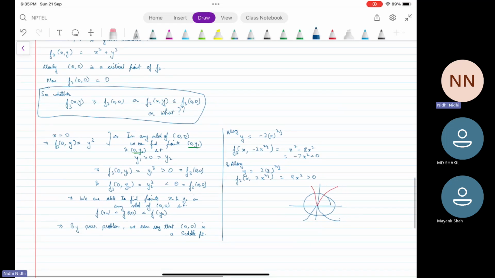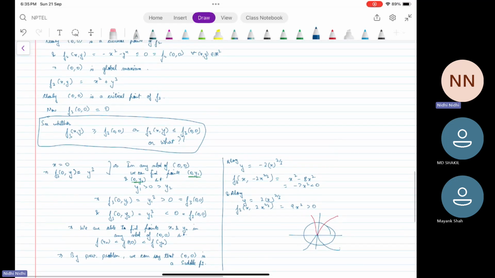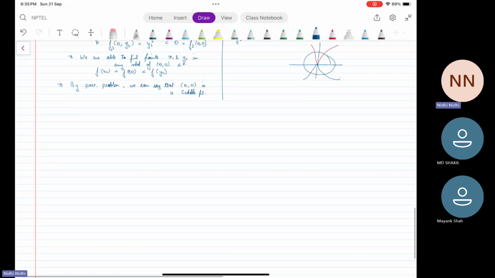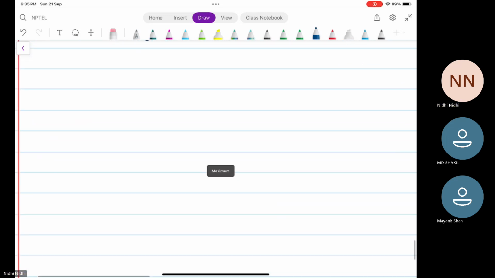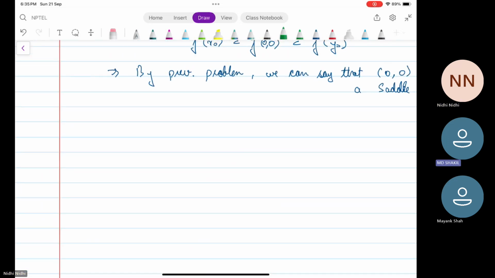Okay. So in this case, the critical point (0, 0) turns out to be a saddle point. Next, we need to compute the quadratic form associated to the Hessian of each of the functions. Do you remember how we evaluate the Hessian of a function? We evaluate the second order partial derivatives and put them in matrix form.